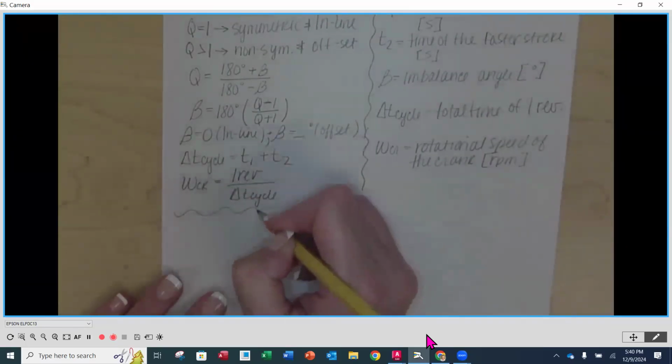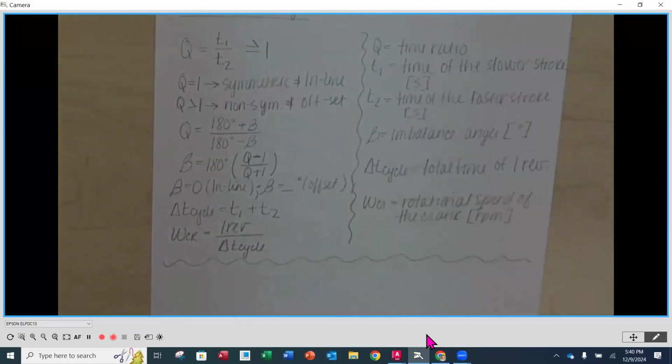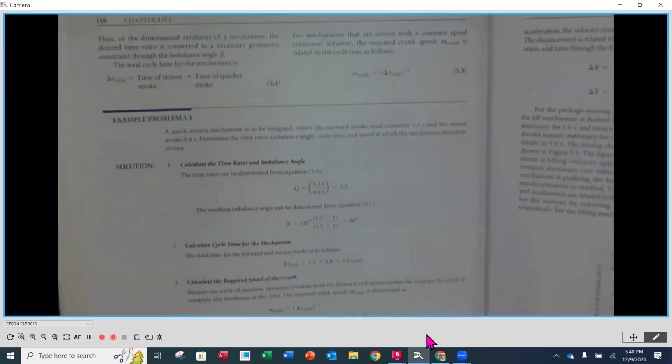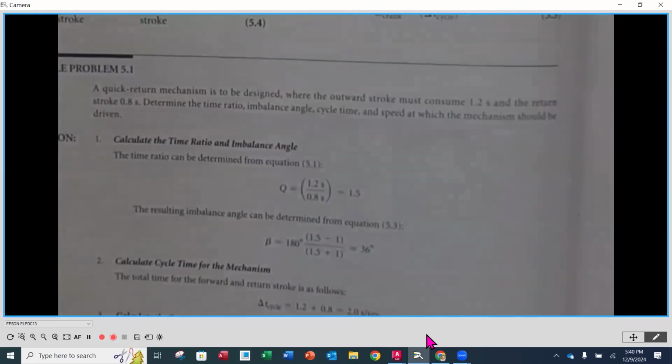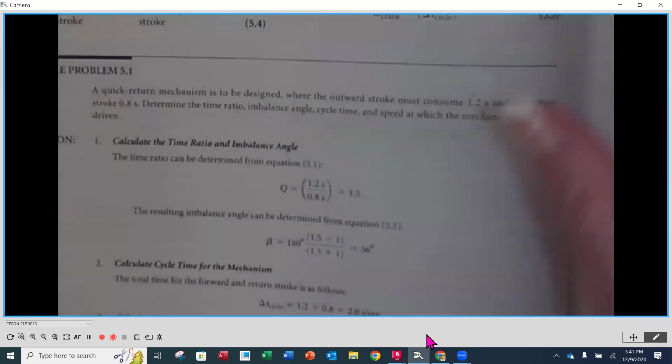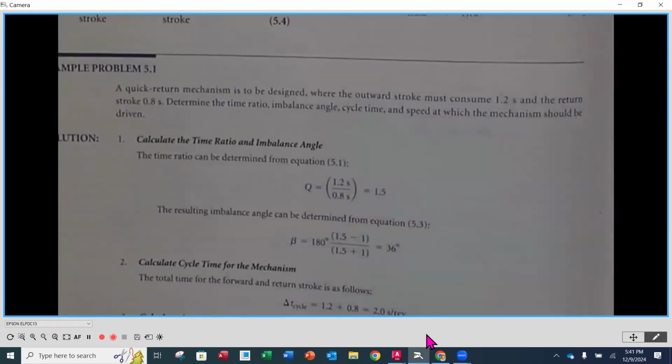So that's going to be our main equations that we're going to be going back to, and then we're going to have different conditions depending on the type of mechanism that we're looking at. So just to get our feet wet with this introduction to the items that we see here, we've got our first example problem, and this is going to be our first practice problem as well. This is on page 110, example 5.1. We have a quick return mechanism. They don't have any sort of illustration here, so they're just giving us a description.